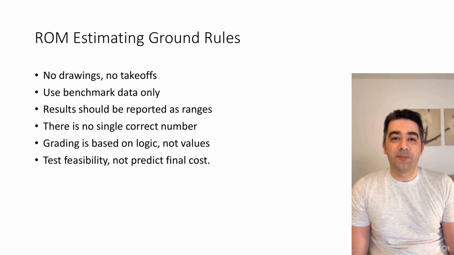At the rough order of magnitude stage, we're estimating with limited information, no drawings and no takeoffs, using benchmark data only. Because uncertainty is high, results must be reported as ranges, not single numbers. There is no correct answer at this stage. Logic, method, and justification matter more than the final dollar value. ROM estimates are used to test feasibility, not predict final construction cost.